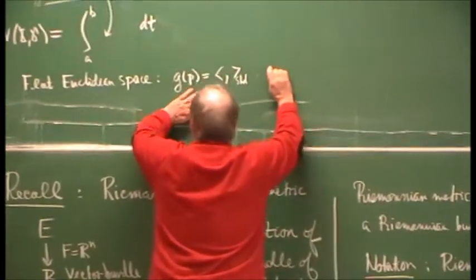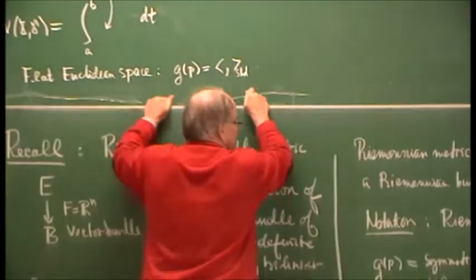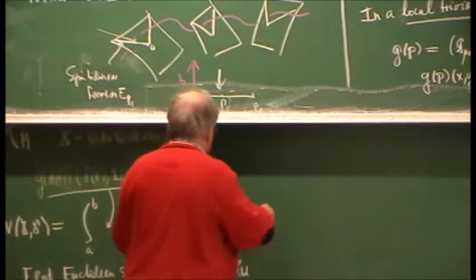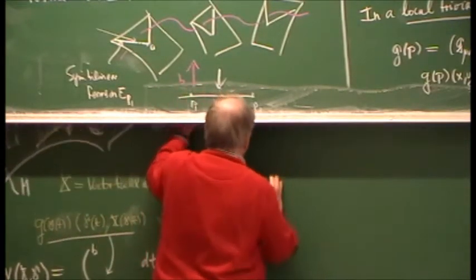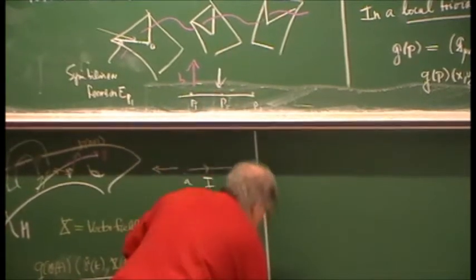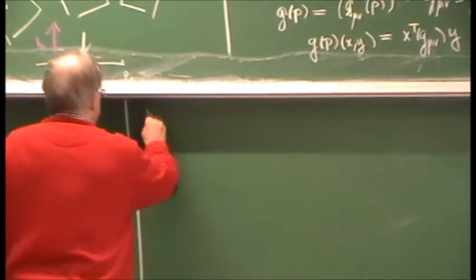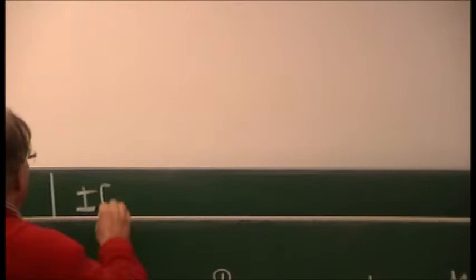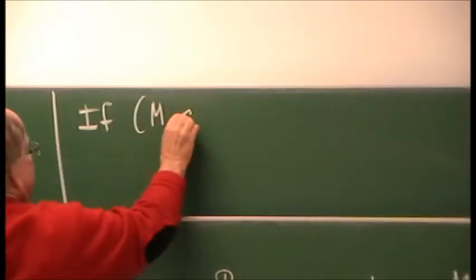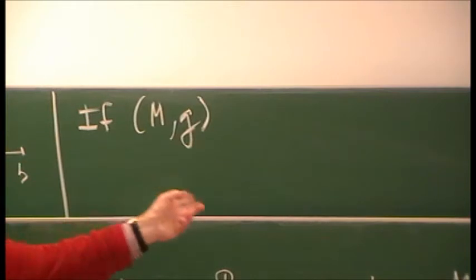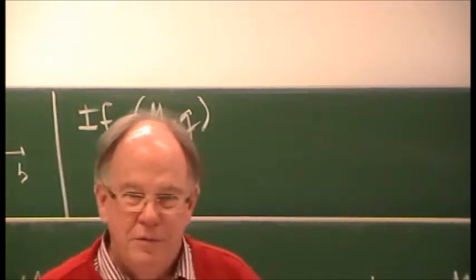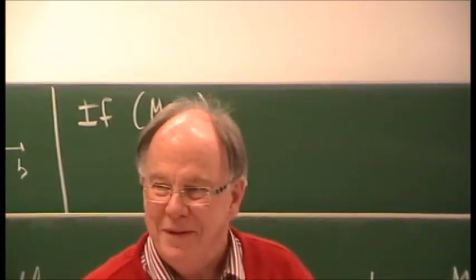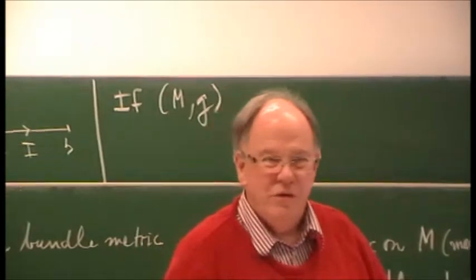So there are many ways, once you know a metric on a manifold, he was asking last time about this notion of metric and distance. If a metric g is given, so if (M, g), if somebody's from England here, this is not a car. MG is a car. Do they make MGs anymore? I don't know. Probably not.